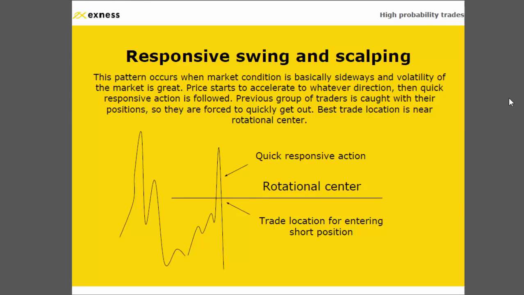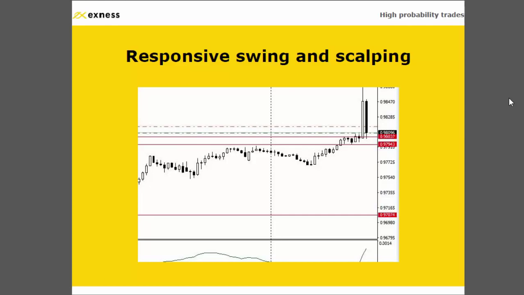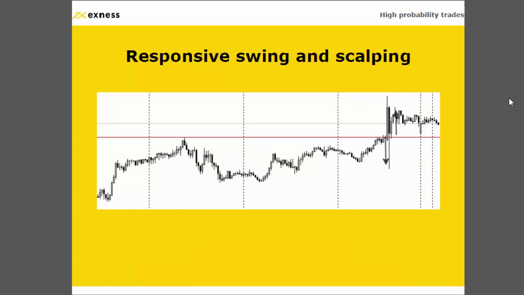You may just say that is how this setup looks like. And here's an example from Swiss franc. And this is the continuation of the Swiss franc.